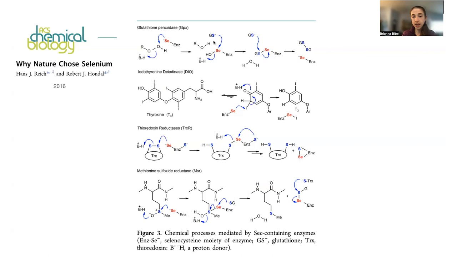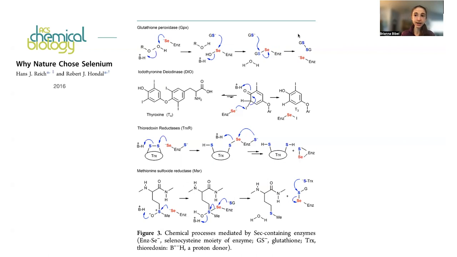It's going to break that bond to the water, and then it's going to attack the selenium. The water comes off, and then another glutathione is going to come and attack that glutathione, and then the selenium comes off. So you've regenerated your glutathione peroxidase, you've neutralized the hydrogen peroxide, and now you just need to reduce this glutathione back, using a glutathione reductase, which is going to use NADPH and so on.